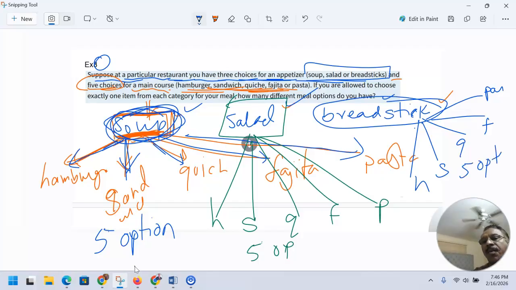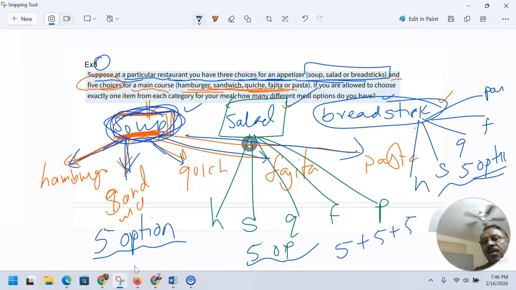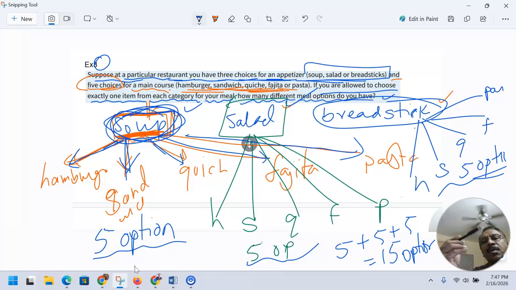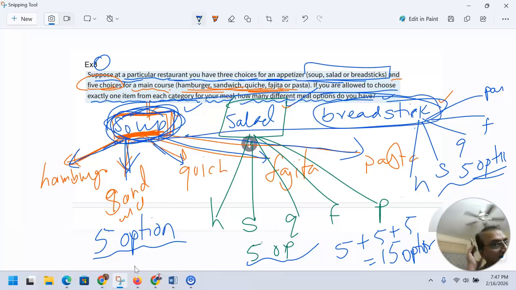So altogether, how many options did we get? You had five options, again five options, and again five options. 5 plus 5 plus 5, altogether we have 15 options. So that's the question: if you are allowed to choose exactly one item from each category for your meal, how many different meal options do you have? What are the ways of picking one from the three first and then the five?